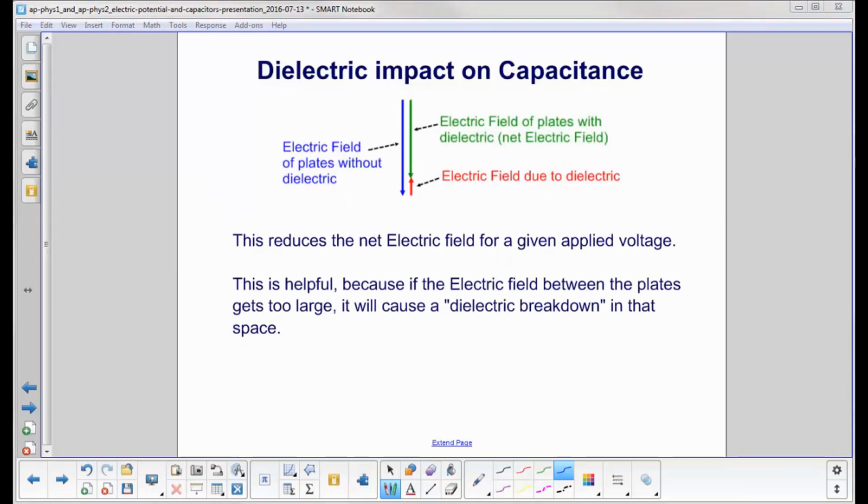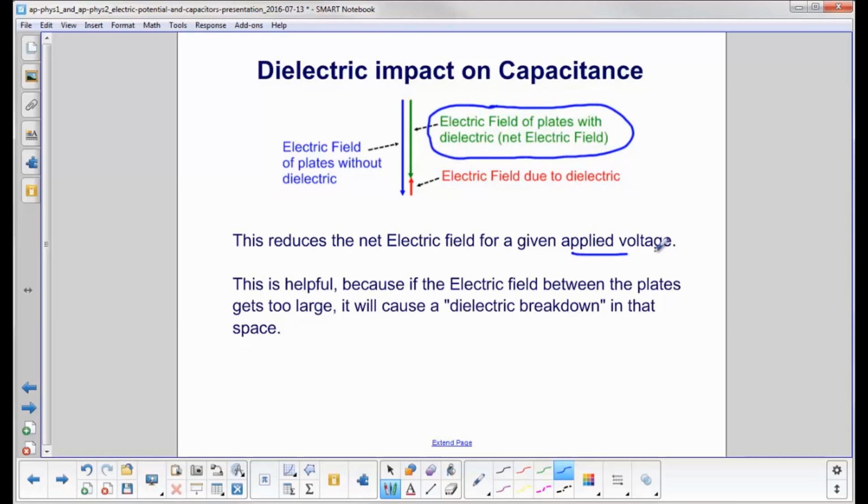Vector diagrams are really cool. Let's see what happens. The blue line is the electric field of the plates without the dielectric. The dielectric now, the material got polarized and had an electric field going in the other direction, and typically it's smaller than the electric field of the plates without it. We now add these two electric fields together, and the electric field with the dielectric, or the net electric field, is smaller than it was in the beginning.